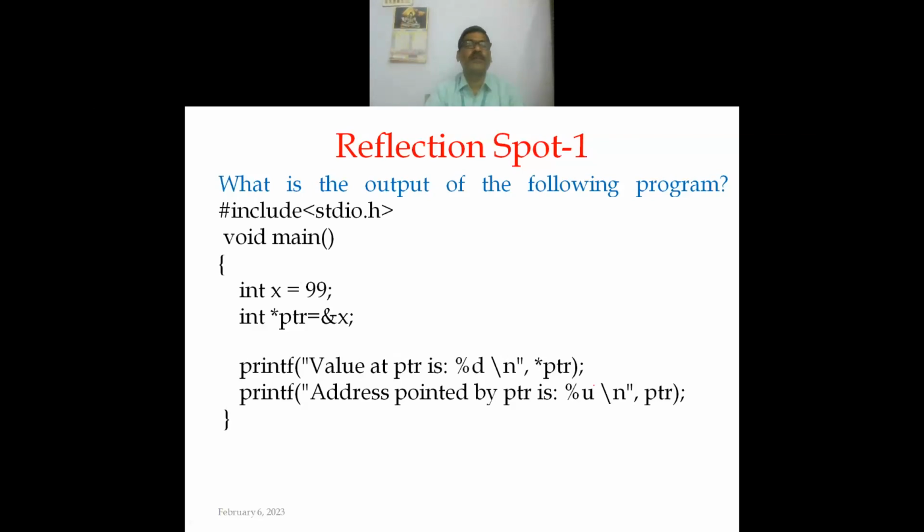So this is a reflection spot. What is the output of the following program? We have given here void main, int x is equal to 99, int star ptr is equal to ampersand x. That means we are storing the address of x into ptr. Now we are accessing the value stored there. So star ptr is going to print the value stored in x, which is nothing but 99. And if you simply give ptr, it is going to print the address of x. So this is the output of the following program.